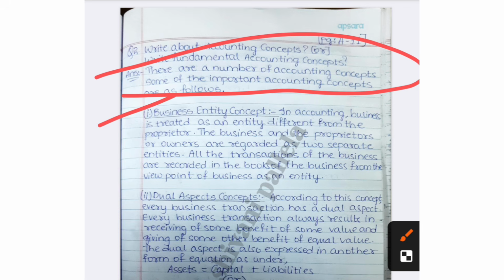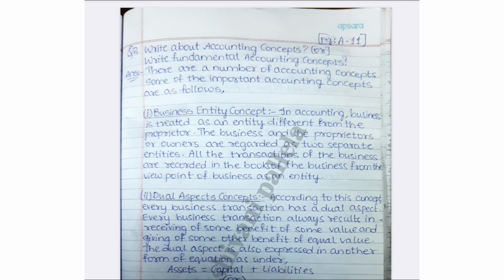Business entity concept is about whatever different types of businesses you have, whatever different types of owners you have, all the business transactions will be recorded in such a kind of thing. It will keep all the transactions at one place. That is called business entity concept.